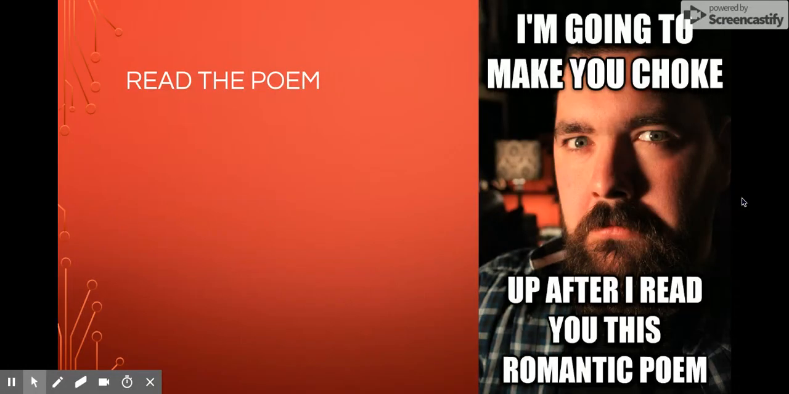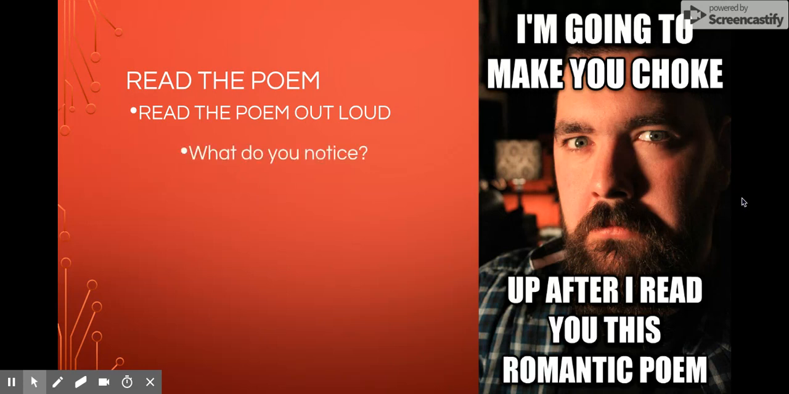Now, the next step is to read the poem, and this is very much the most important step in reading and analyzing poetry. If you don't read the poem, then you really have no chance at understanding what it is going to be about. So read the poem out loud. You want to listen to the way the poem sounds, the words that the poet uses, and the way that the poem is structured. Think about what you notice.